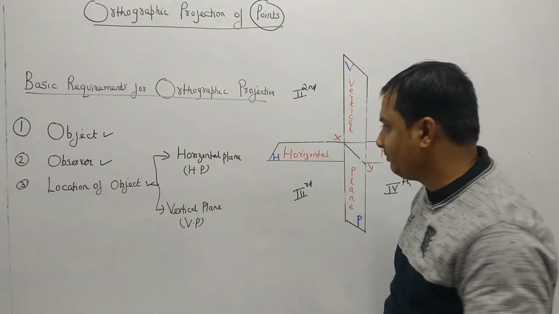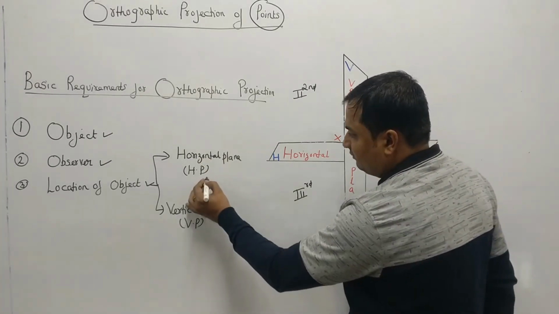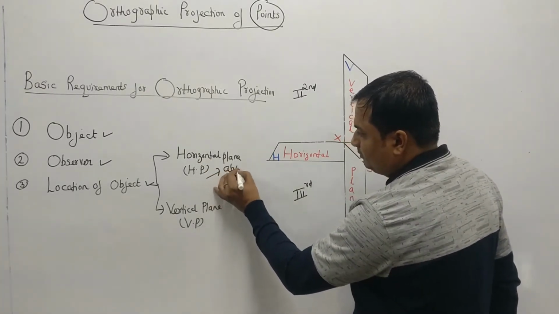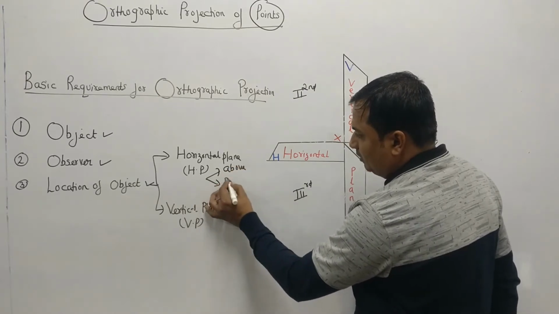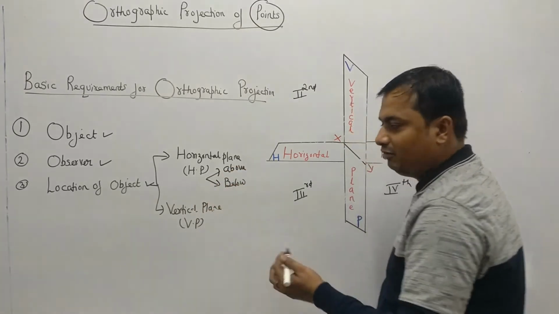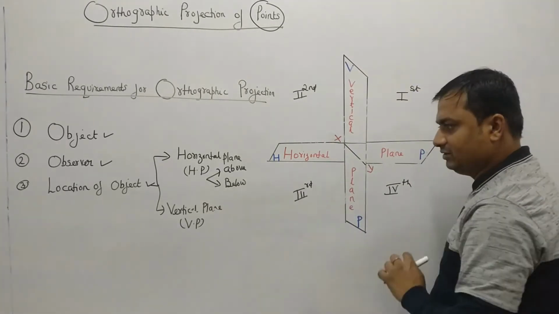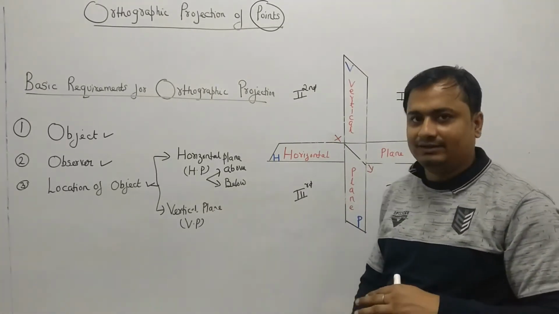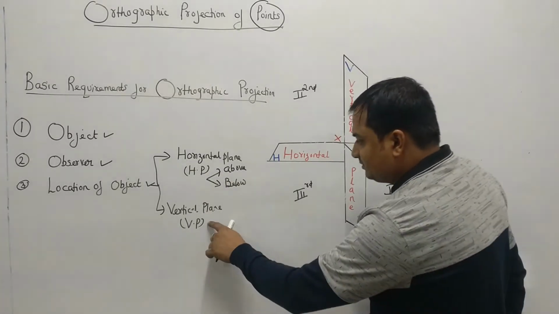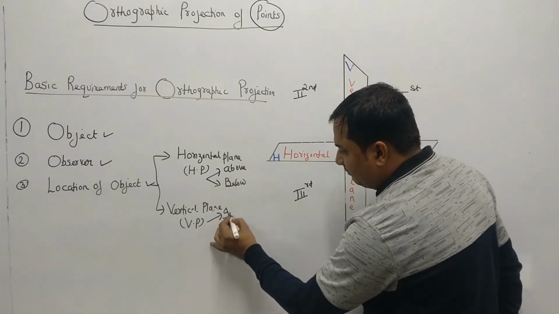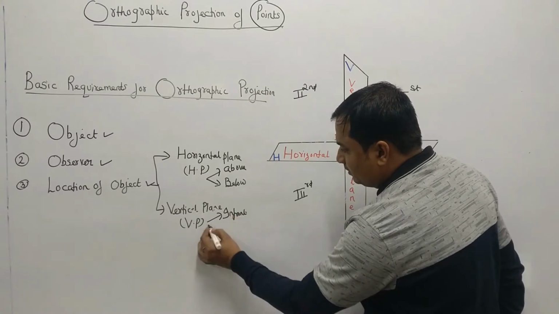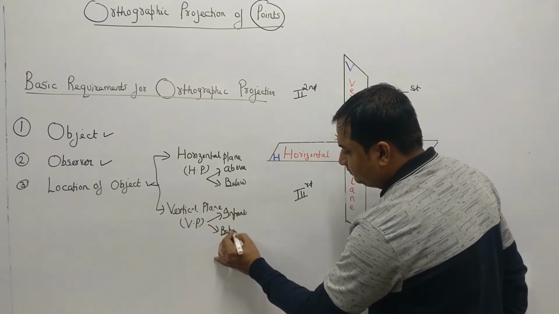So again, repeating, with respect to HP, the object will be either above or below. Above means this is the region above HP, and below means this is the region below HP. So with respect to HP, I will be calling either above or below. With respect to the VP, I will be calling either in front or behind.